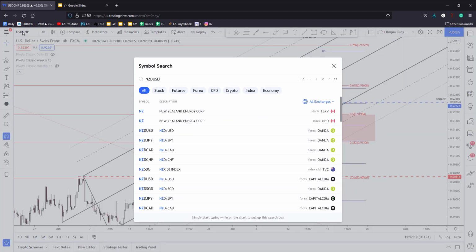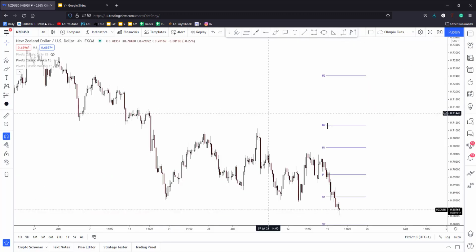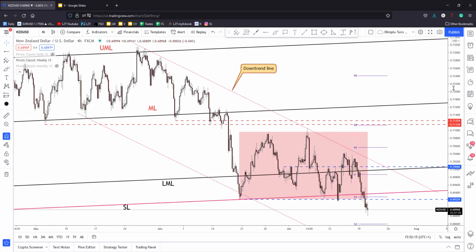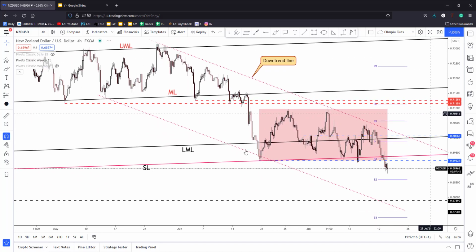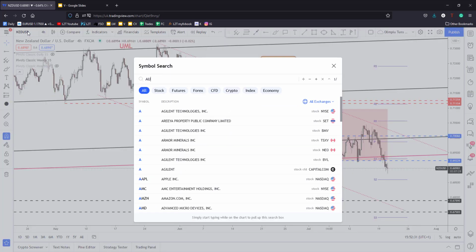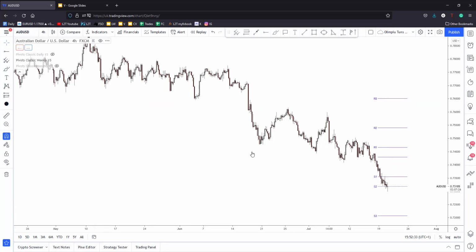New Zealand dollar versus the US dollar, very quick here. It has escaped from this range here. Still, it could maybe come back to retest 0.6922 before dropping deeper. The next downside target is here at S2, 0.6859. Yeah.